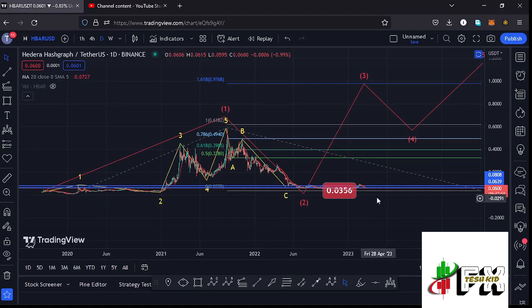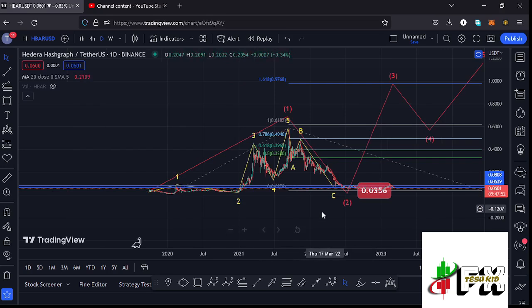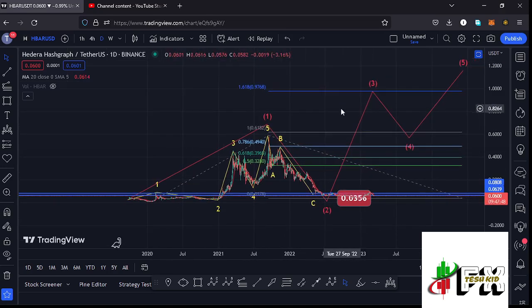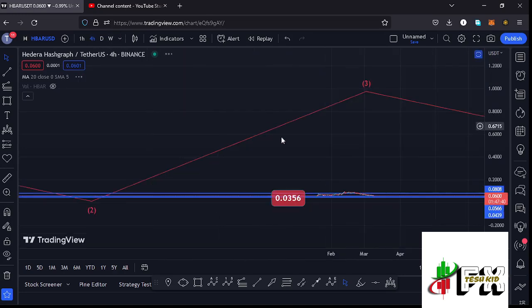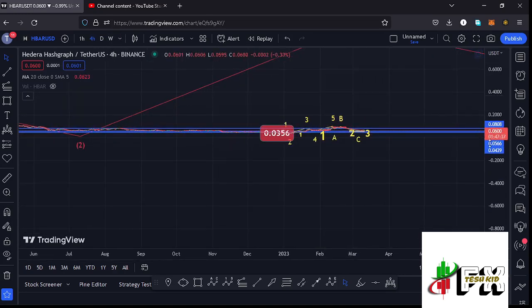And after seeing the low for that higher Elliot wave count 2, whatever we expect on the long-term scenarios is the start of an explosive move to the upper side in the formation of that wave 3, where I have minimum target areas at the fib level 1.618, and that is at around the $0.9768 mark, and that is the minimum that I'm expecting Hbar to do on the long-term scenarios.